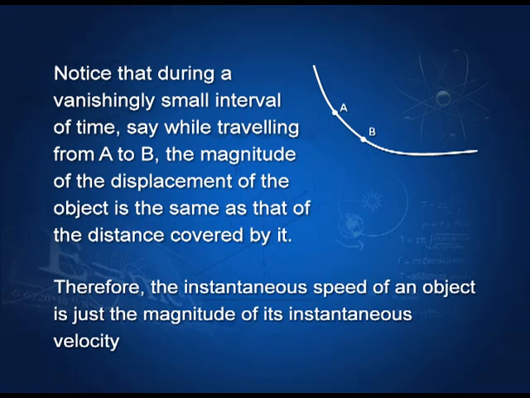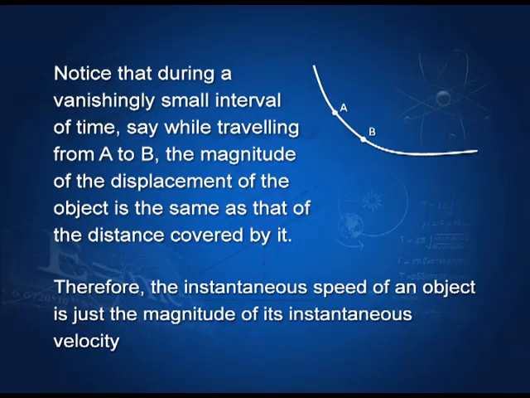Why is it so? Because the displacement is equal to the distance covered. Therefore, the magnitude of the instantaneous velocity is equal to the speed at that point. This is a very important relation, and you must remember that the instantaneous speed of an object is just the magnitude of its instantaneous velocity. So, you find the instantaneous velocity and forget about the direction, the magnitude gives us the speed.